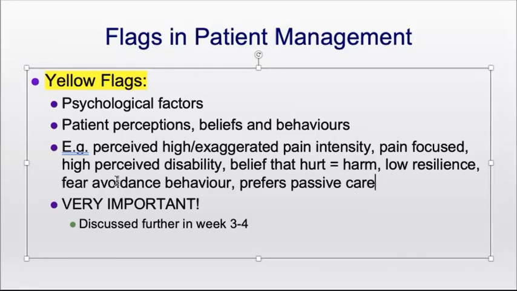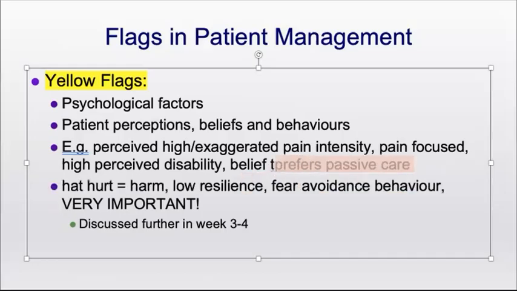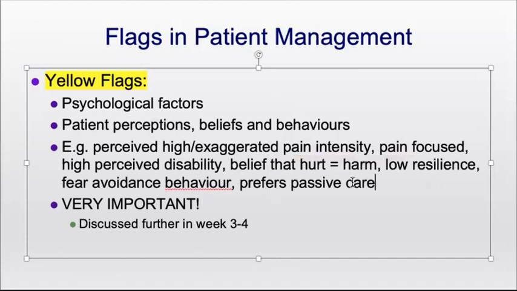Fear avoidance behaviors is another yellow flag, and preferring passive care. Preferring passive care is an interesting one. It's essentially those individuals who you have a very hard time engaging in physical activity. They come to you and you may do some soft tissue work, use interferential current, other modalities, but you have a really, really hard time engaging them in physical activity. That is a yellow flag, and it usually indicates potentially prolonged prognosis. Okay.